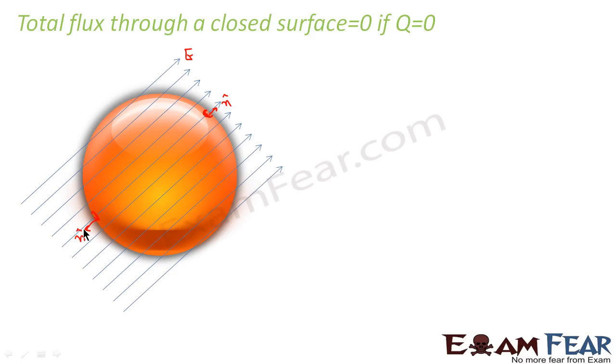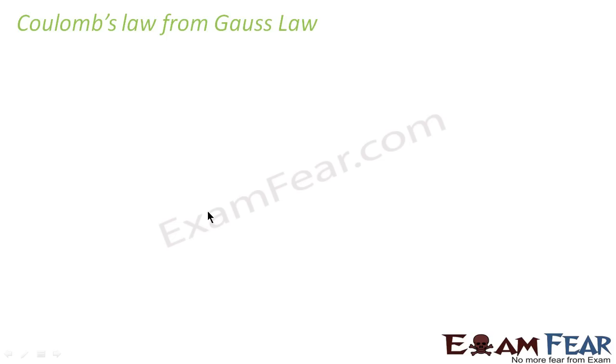So by symmetry, the contribution of electric flux by this element will get cancelled by the other element. A similar thing will take place for all of them, and as a result the net flux through the closed surface will be 0. So we can logically also prove the truth of Gauss's law, right? Now we will see how we can derive Coulomb's law from Gauss's law.